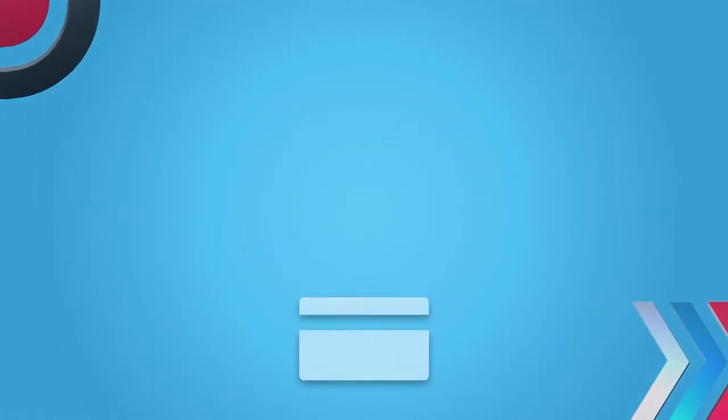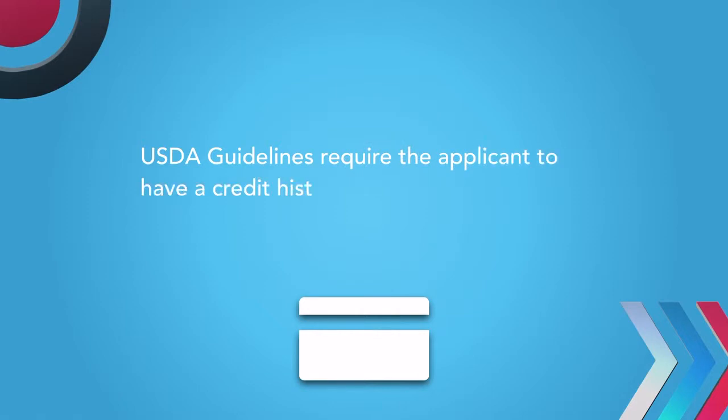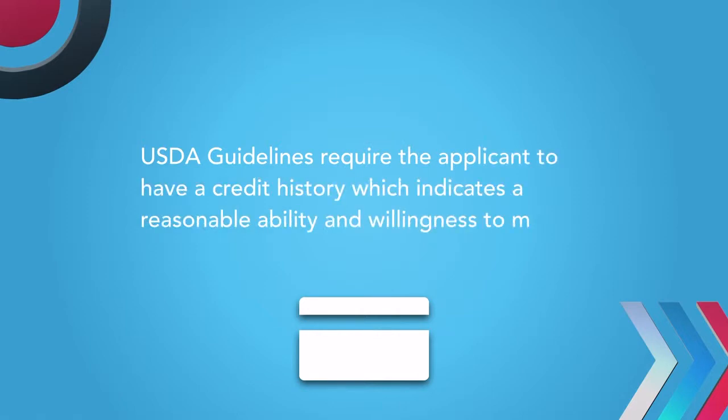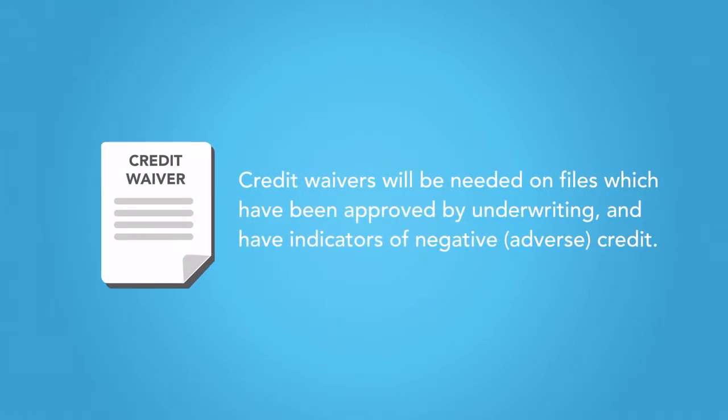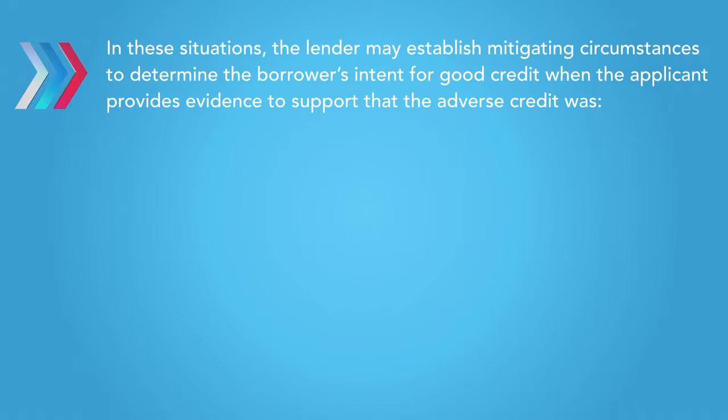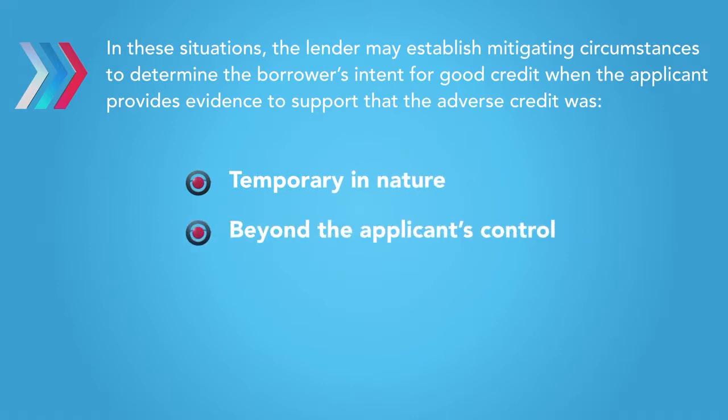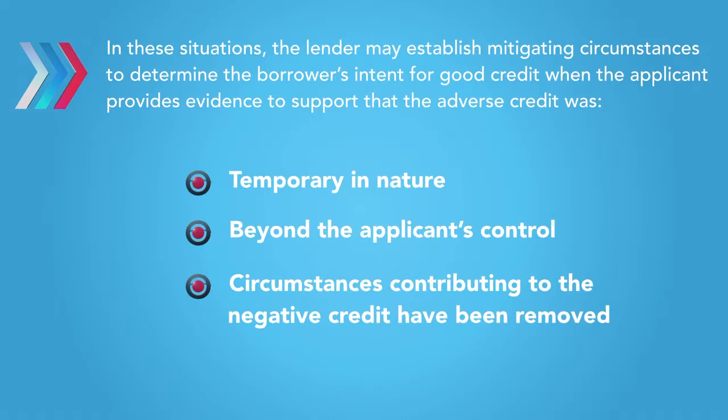First off, USDA guidelines require the applicant to have a credit history which indicates a reasonable ability and willingness to meet obligations as they become due. Credit waivers will be needed on files which have been approved by underwriting and have indicators of negative or adverse credit. In these situations, the lender may establish mitigating circumstances to determine the borrower's intent for good credit when the applicant provides evidence to support that the adverse credit was temporary in nature, beyond the applicant's control, and the circumstances contributing to the negative credit have been removed.